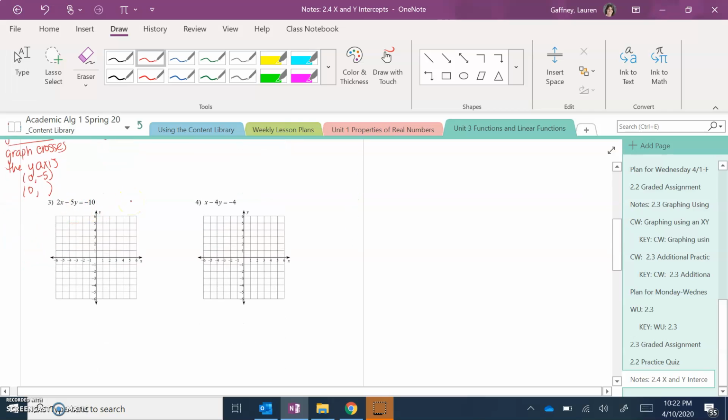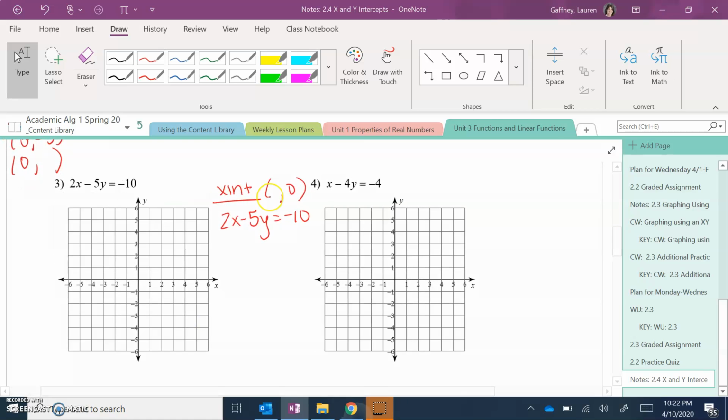Now the next ones, they don't tell you what the x and y intercepts are, but you have to find them. We had said above, for the x-intercept, that the y value is always 0. So let's write down our function here. If we let the y value be 0, anything times 0 is just 0, so this whole piece is going to disappear. All that's left is 2x equals -10. From there, we can solve for the x value. Let's divide by 2, and we get that x is -5. So that would be the ordered pair -5, 0.